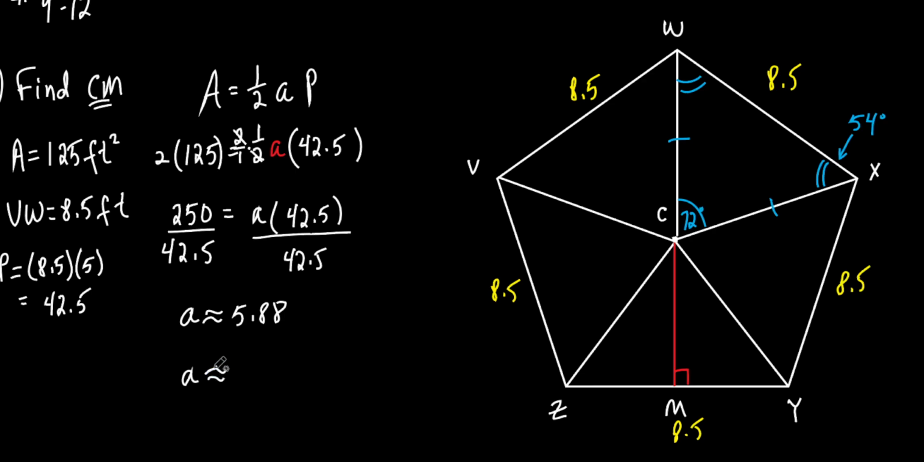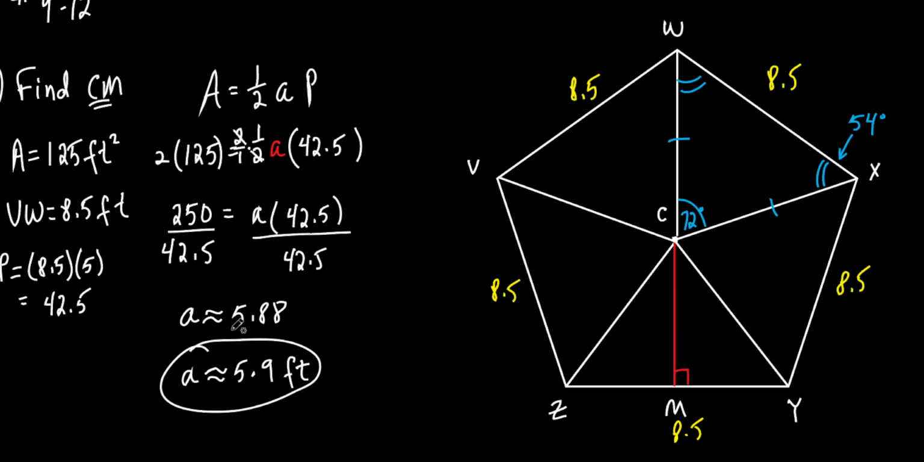Why do I put that little squiggly equal sign? It's approximately. That's right. It's not exactly 5.88 because that decimal keeps on going, and gives you a weird answer. So it's approximately 5.9. This was in feet, so what's your apothem? It's in feet. It's not feet squared. You're not finding the area. You're just finding that length right there, and that length would be 5.9. And that's how you do it.